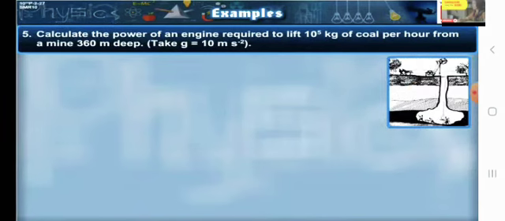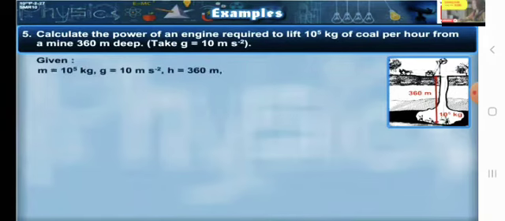Five, calculate the power of an engine required to lift 10 raised to 5 kgs of coal per hour from a mine 360 meters deep. Take g is equal to 10 meters per second square. Given m is equal to 10 raised to 5 kgs, g is equal to 10 meters per second square, h is equal to 360 meters, t is equal to 1 hour, which is equal to 60 into 60 seconds, which is equal to 3,600 seconds.